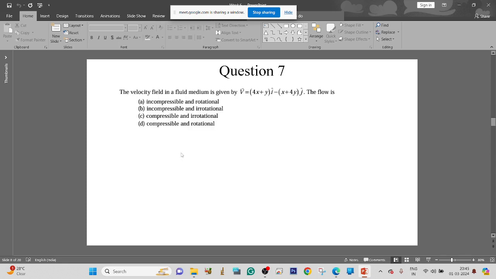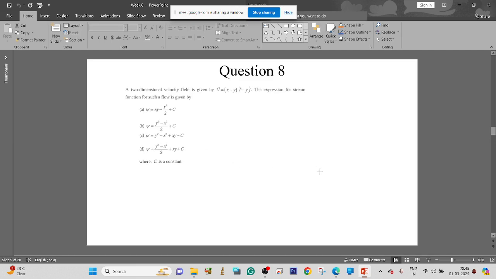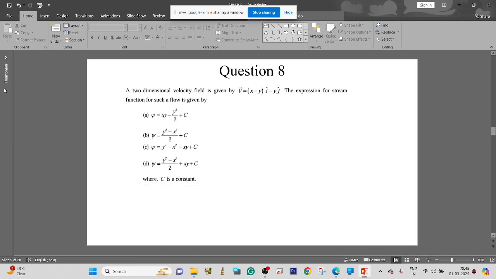A two-dimensional velocity field is given as we can see here. The question is visible, right? Yes, ma'am. The expression for the stream function, we need to find out. Tell me, what is the solution?